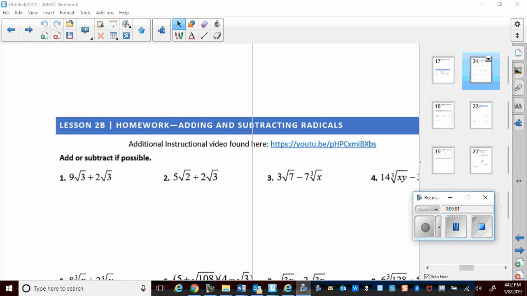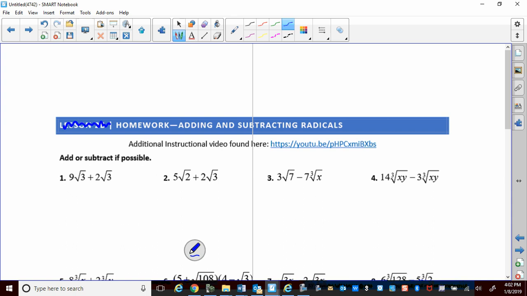So welcome back, guys. Today we're going to look at two things. We're going to look at adding terms in radical form, adding and subtracting them, and then we're going to look at manipulating expressions inside of radicals.